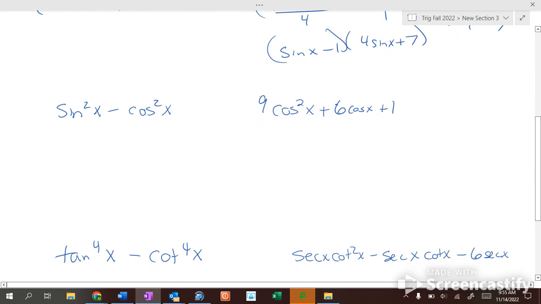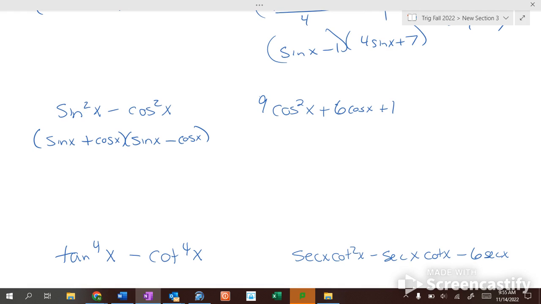Sine squared of x minus cosine squared of x. That's called difference of squares. How do we factor difference of squares? Well, it's two sets of parentheses. What's the factor of the first term? Sine of x. Outers and inners are opposite. And then the last, cosine of x and cosine of x. Okay? Difference of squares make conjugate pairs, because we want the middle terms to cancel.